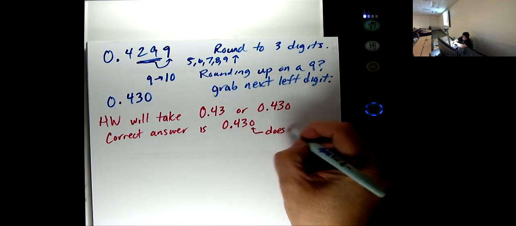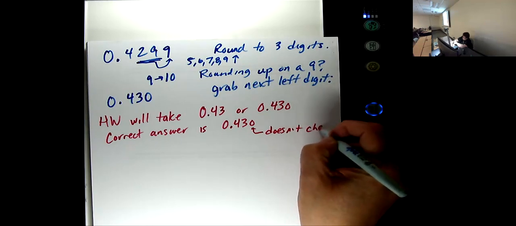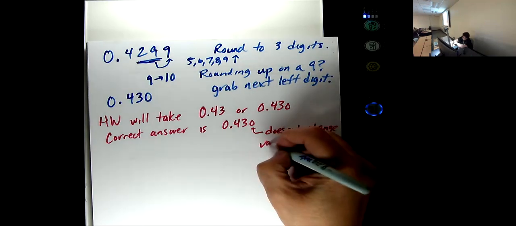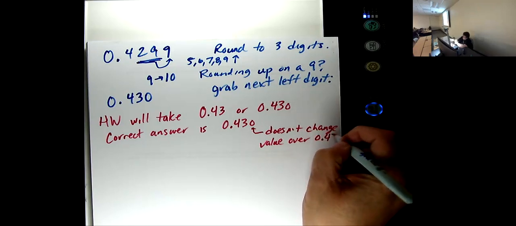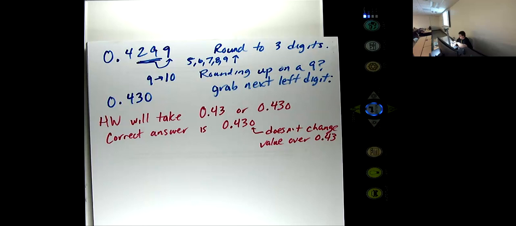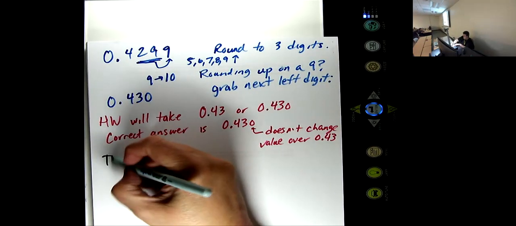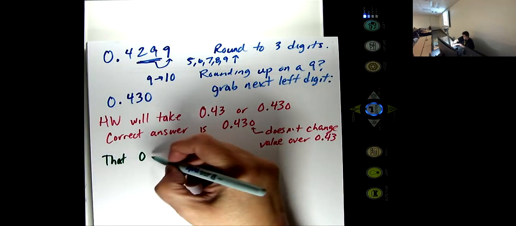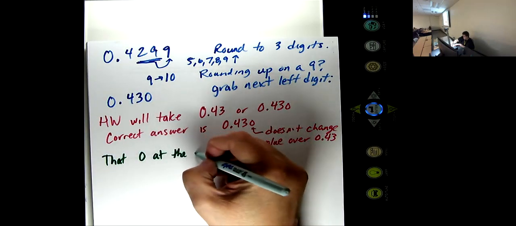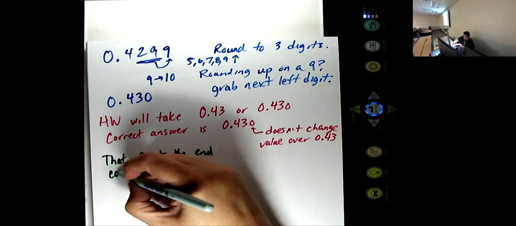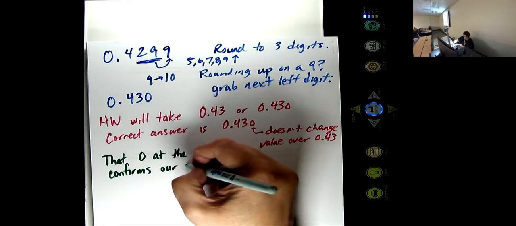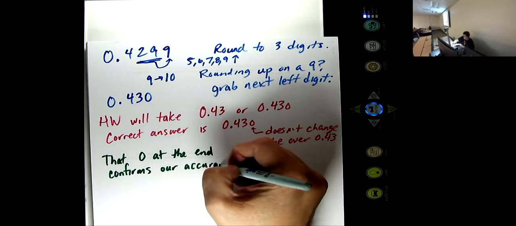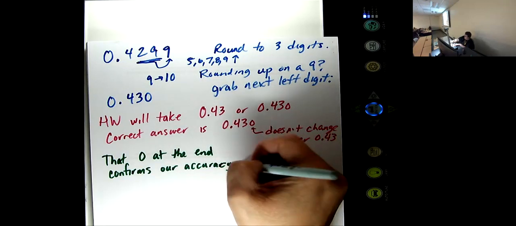That 0 doesn't change the value over 0.43 with no 0. What it does is it provides that 0 at the end, which confirms our accuracy and where we rounded.